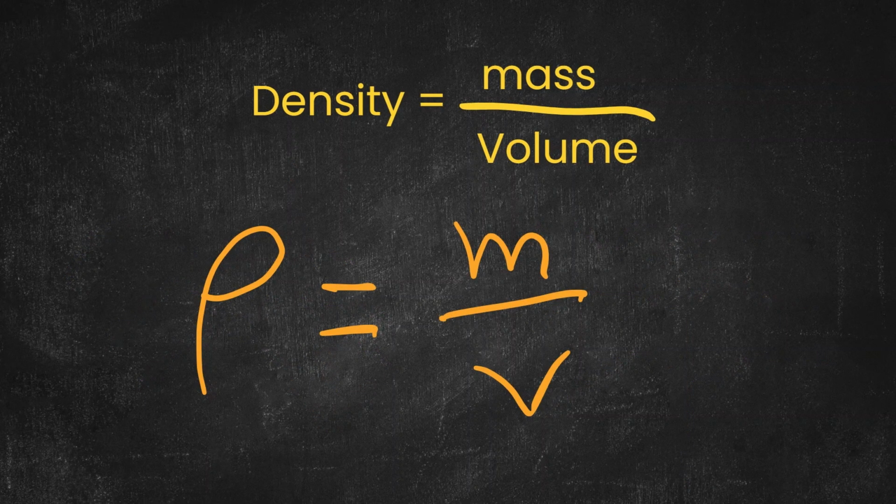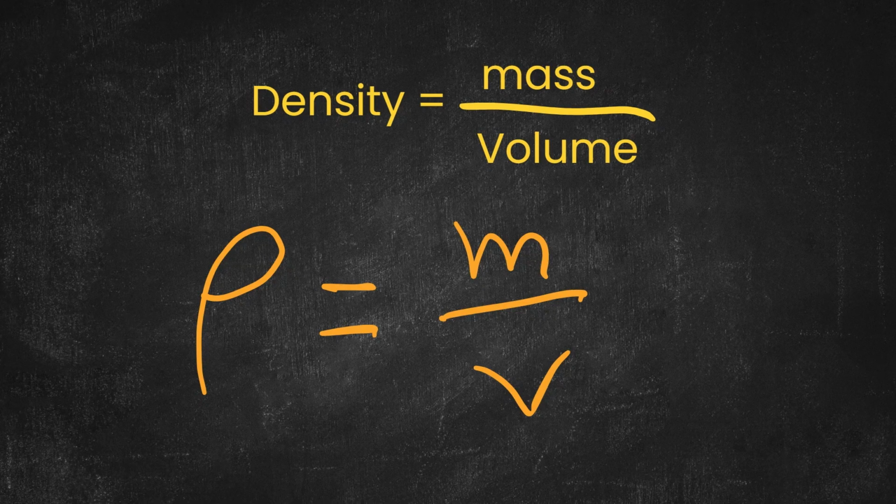Now, the very important part in this tutorial is that you need to remember the density formula. The density formula simply means mass divided by volume. As you see, that symbol looking like a P is not the letter P, but it's curled. That is the symbol for density. So don't forget the formula.